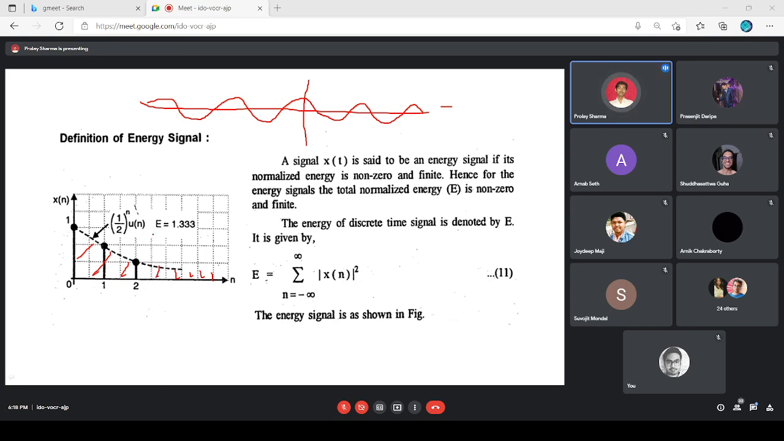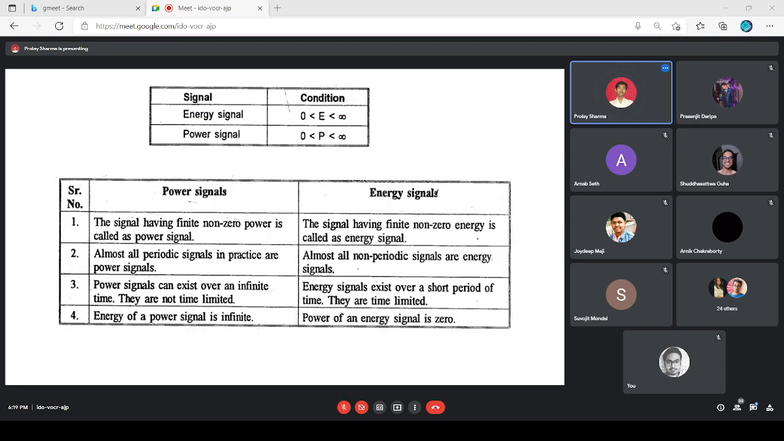So this is the expression for the discrete time signal. This is the expression for the measurement of energy: n equal to minus infinity to plus infinity, mod x[n] square. This is an infinite summation. I said that the energy signal is obviously a band limited signal, so after some time the signal amplitude will go to zero.